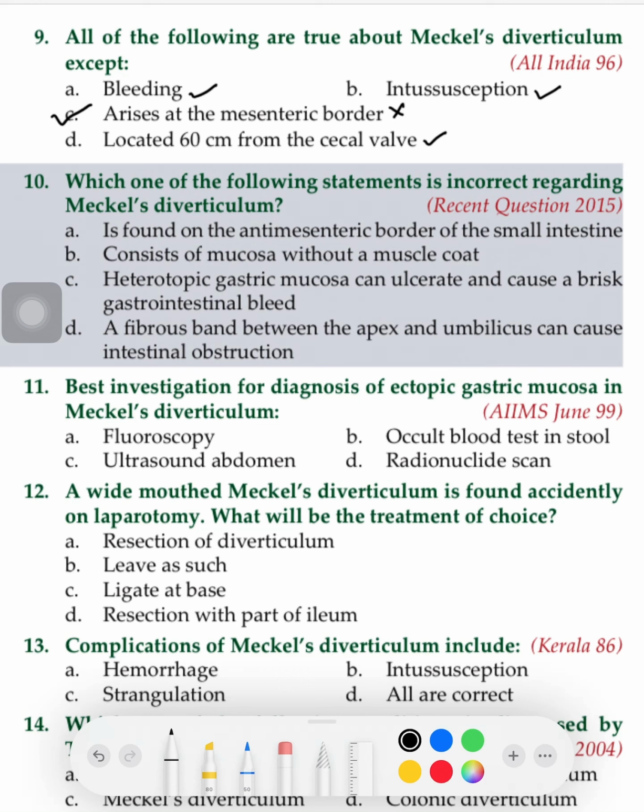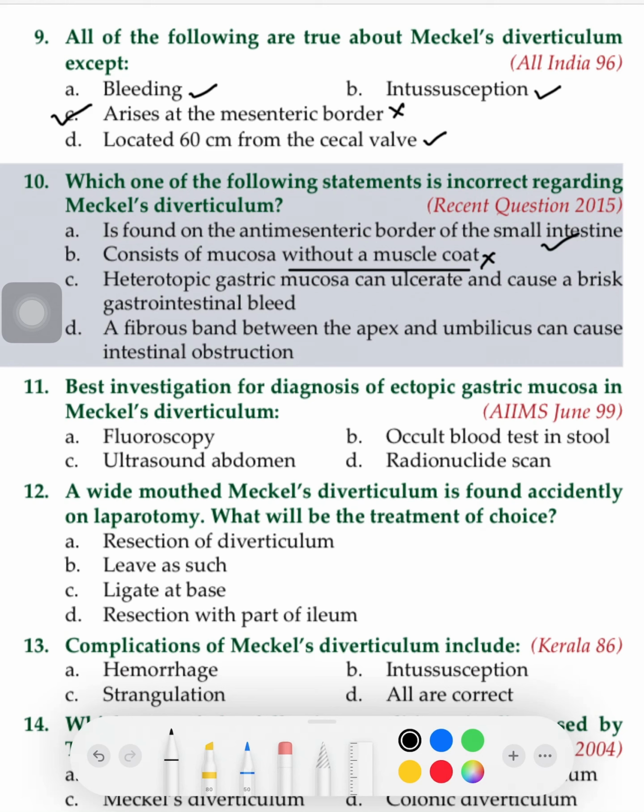Which one of the following statements is incorrect regarding Meckel's diverticulum? It is found on the anti-mesenteric border of the small intestine. Yes, that's a true statement. It consists of a mucosa without a muscle coat. We know that Meckel's diverticulum is a true diverticulum. If it is a true diverticulum, there will be a muscle coat. So this will be the wrong statement.